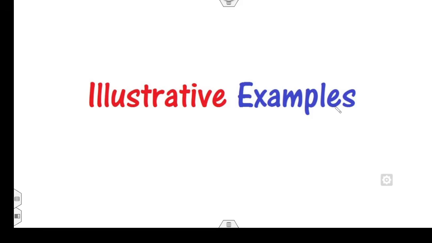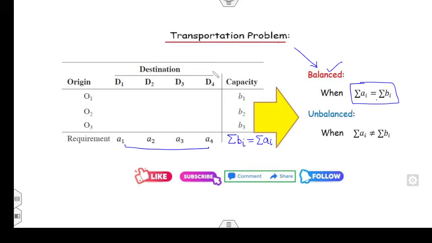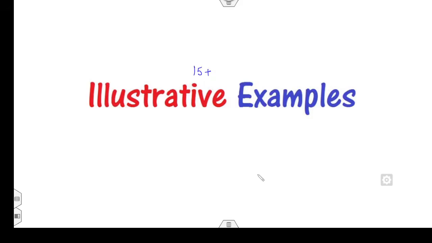Now let's start with the 15 plus numerical examples in this lecture. Make sure students, the first step is to check for a balanced transportation problem.